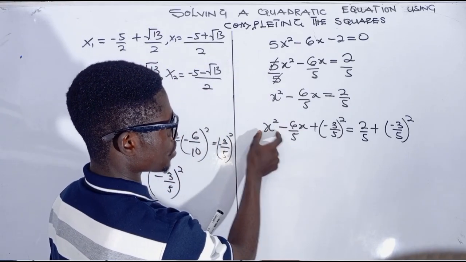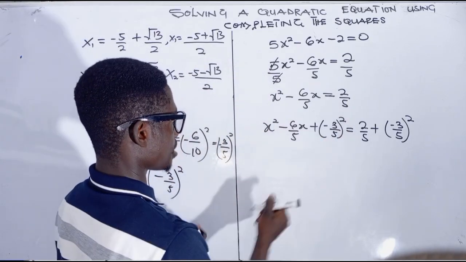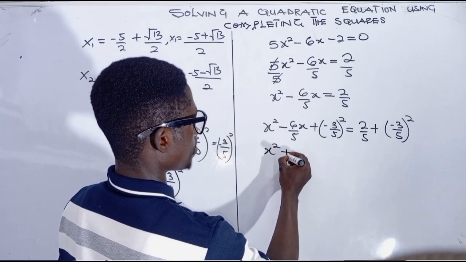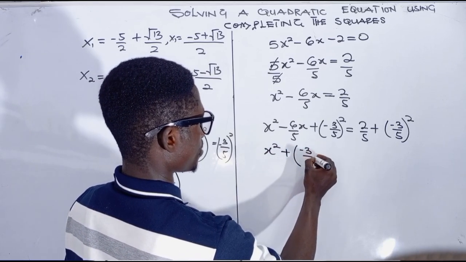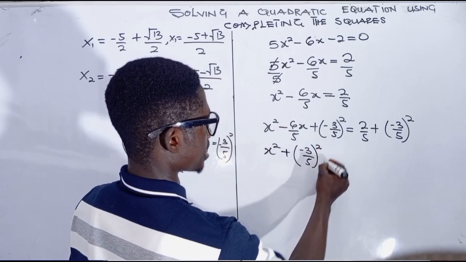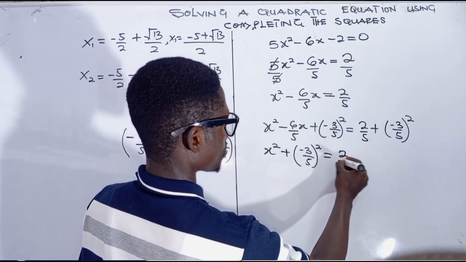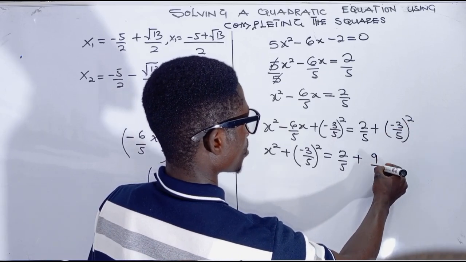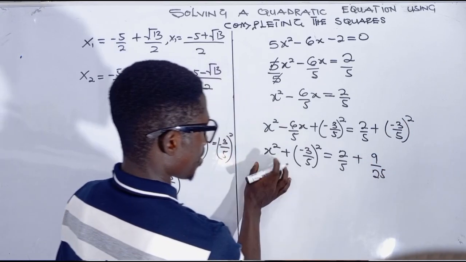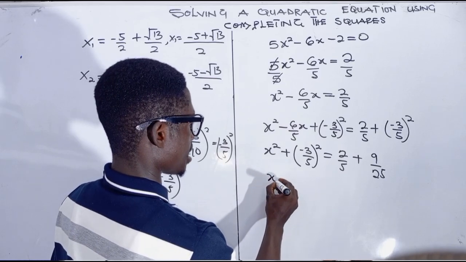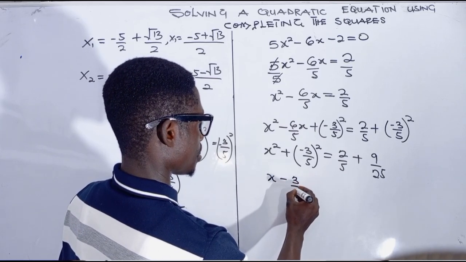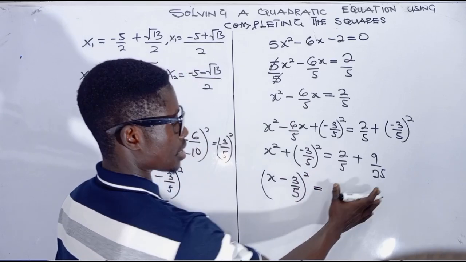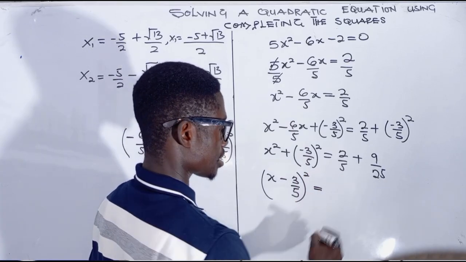So let's group this x squared and then this squared together. So you have x squared plus minus 3 all over 5 all squared is equal to, now this is going to give us 9 all over what? 25. Now these two, we can write it as x minus 3 all over 5 all of this squared is equal to, now when you simplify this, you are going to get what?